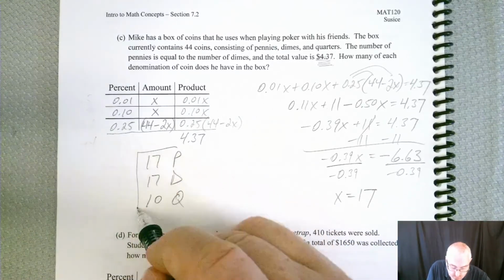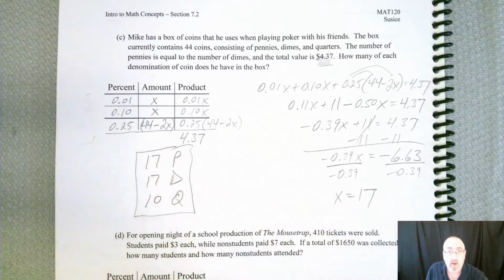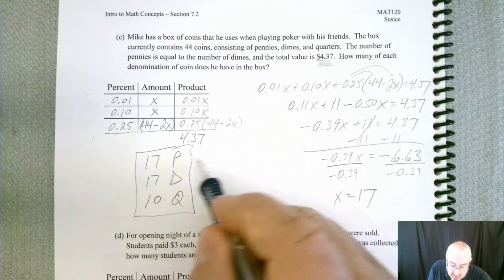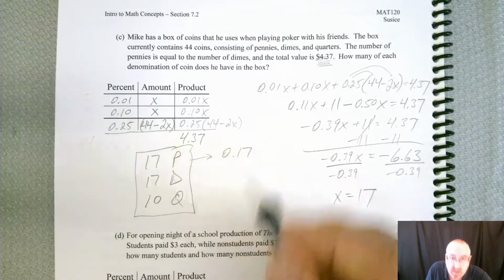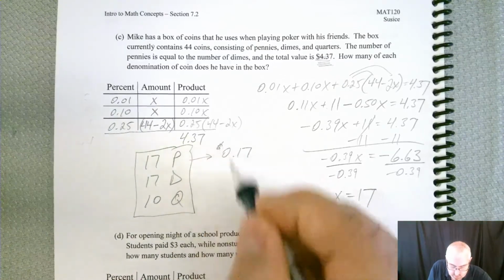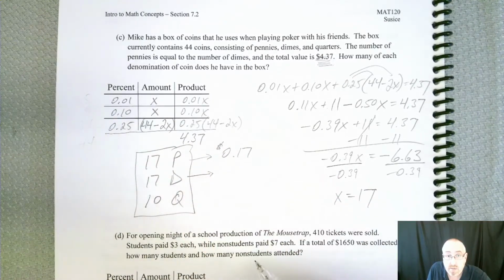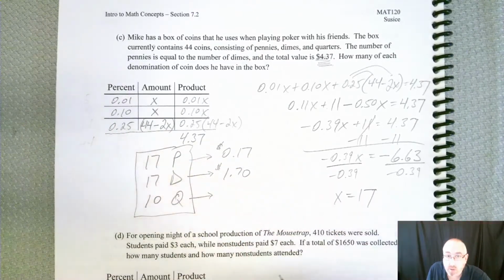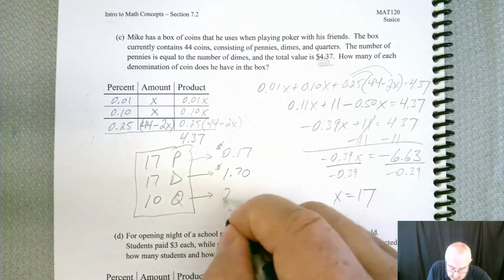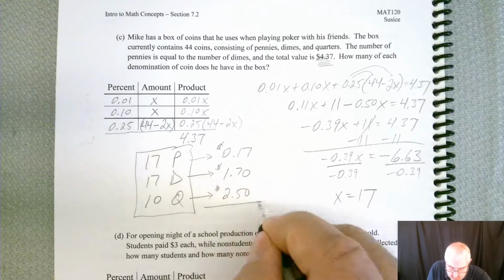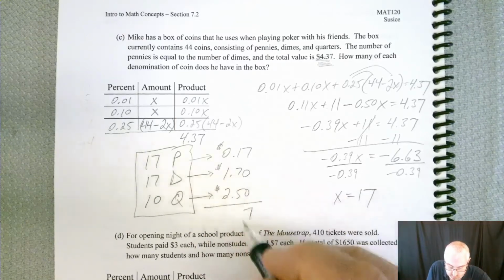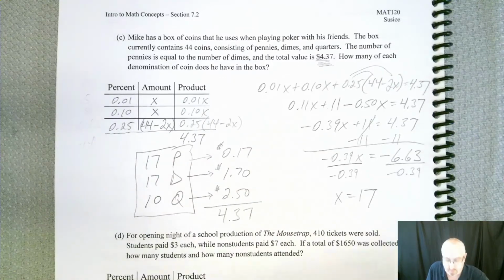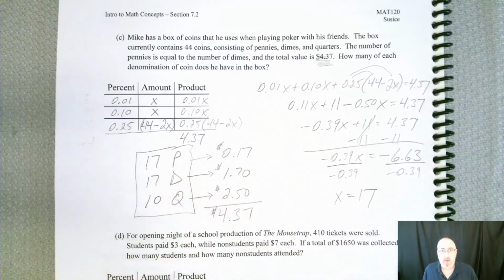Now, if you are not confident, how can you check it? Well, let's see what we get. 17 pennies better be 17 cents. 17 dimes, well, that better be $1.70. What about 10 quarters? 10 quarters better be $2.50. So 7, 3, carry a 1, and there's our 437. So it checks. All right.